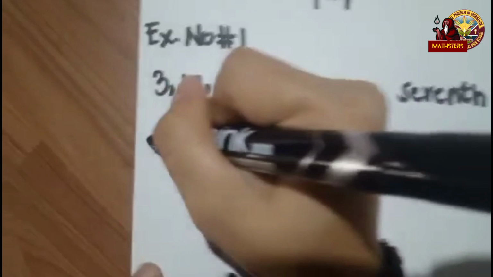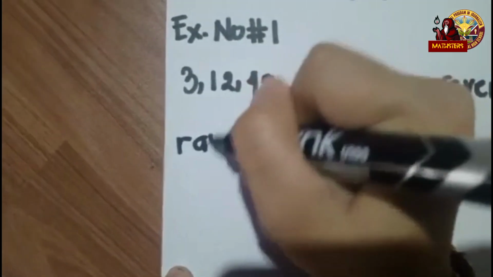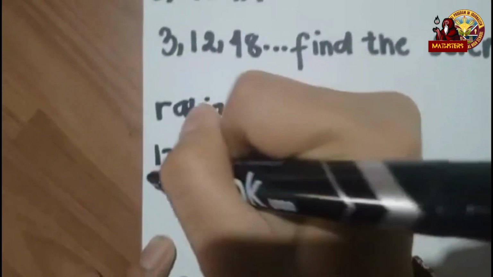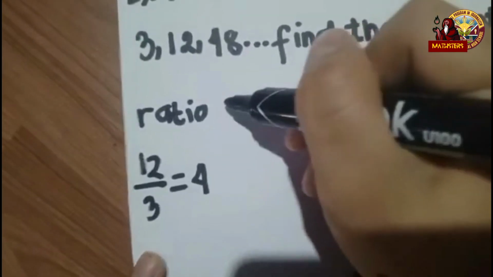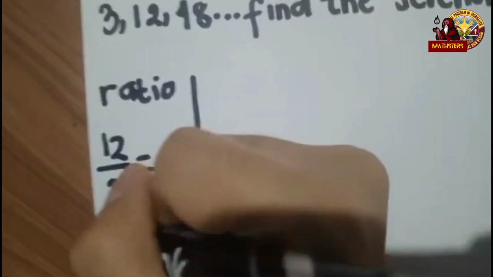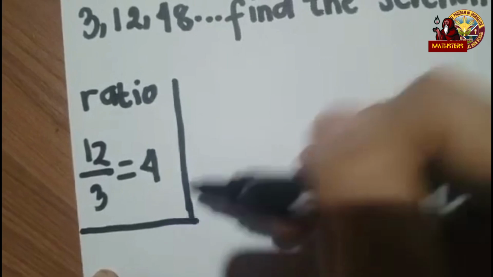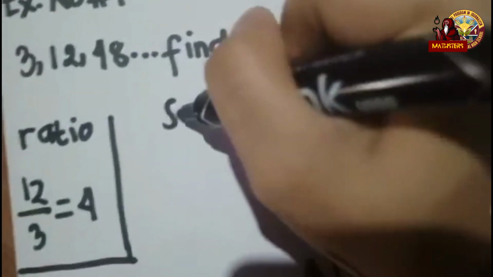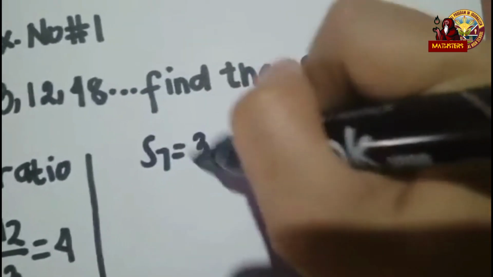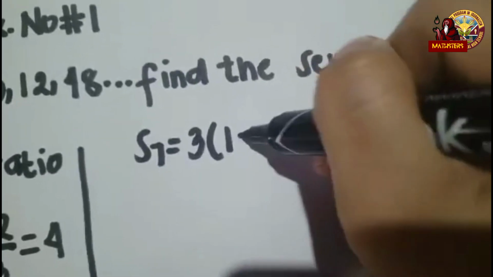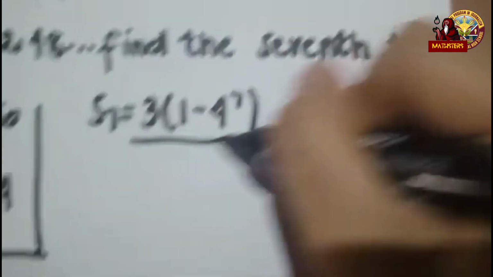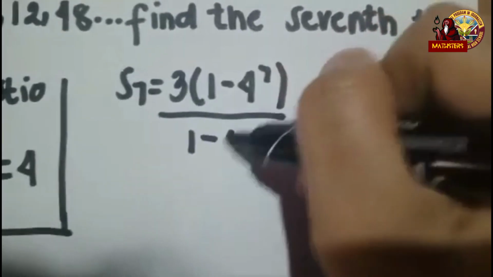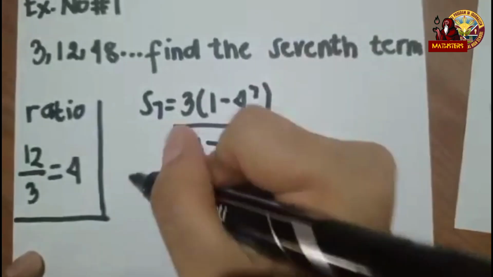After, we need to replace the values in the formula with the given sequence, but we need to get the ratio first. In order to solve for the ratio, you need to divide the left side into the right side of the sequence. So, i-divide natin si 12 kay 3 at makukuha natin ang sagot na 4. So, ang ratio ni 12 at 3 ay 4. After getting the ratio, we need to replace n which is 7, the first term which is 3, and the ratio which is 4.